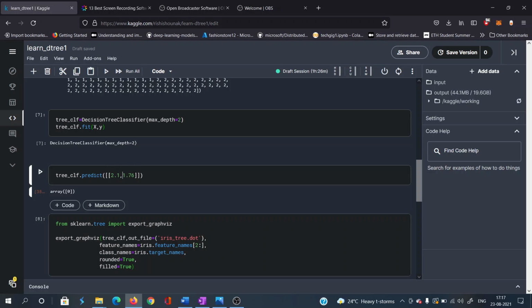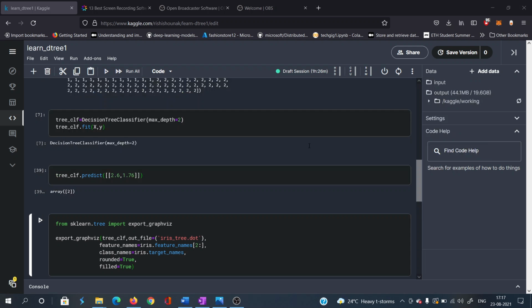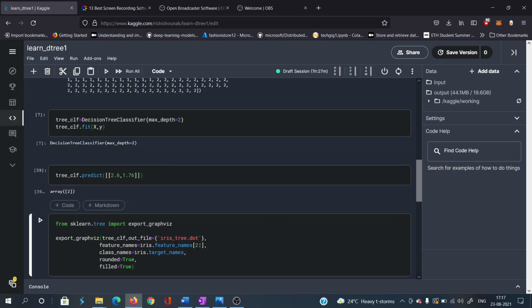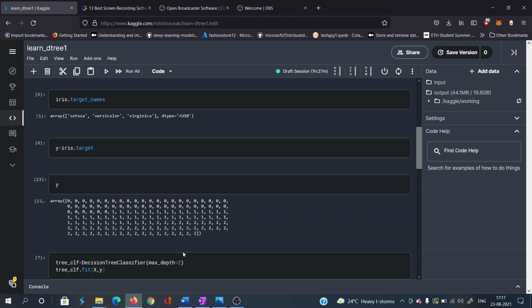Now let us take a value that is greater than 2.45. So here it has been greater than 2.45. Now we are going to have to compare the petal width. The petal width in this case has been given as 1.76. 1.76 is greater than 1.75, so it goes down this path and predicts it as virginica. Let's see what was our prediction. So it is 2. 2 is the label encoding of virginica.